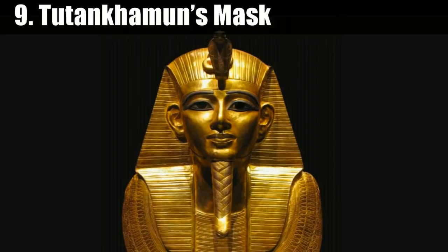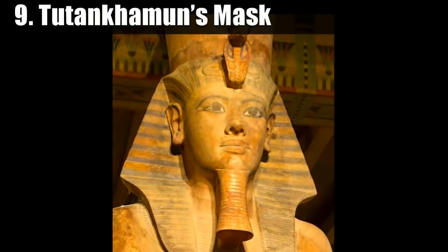The point here is, if Lower and Upper Egypt were represented already in the crown and elsewhere, why put them both on the mask as well, when none of the other pharaohs displayed this on their masks? Oh, and one more thing.